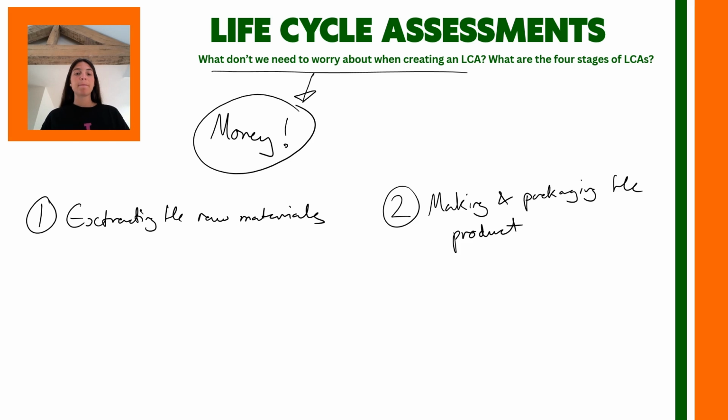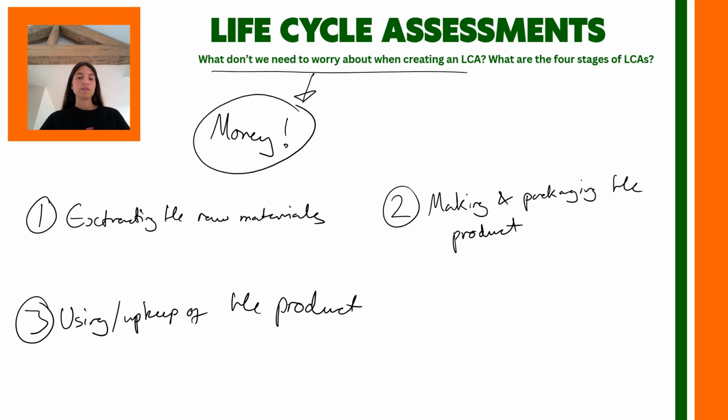Next stage is the manufacturing and the packaging of the product. And again, when you're trying to make these products, you can also have some environmental impacts, such as, again, maybe having to burn fossil fuels so that you could have the energy, for example, to melt metals that need to be cast into certain shapes. So something like that.